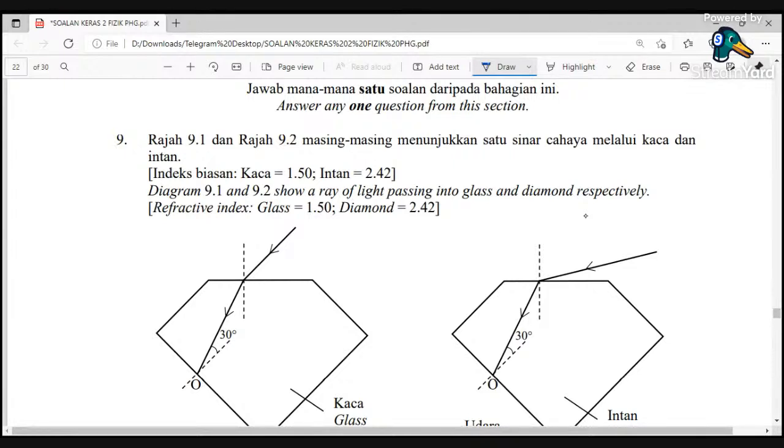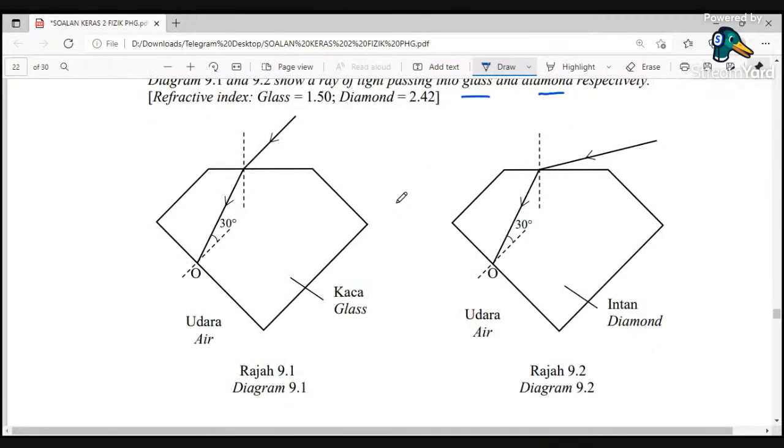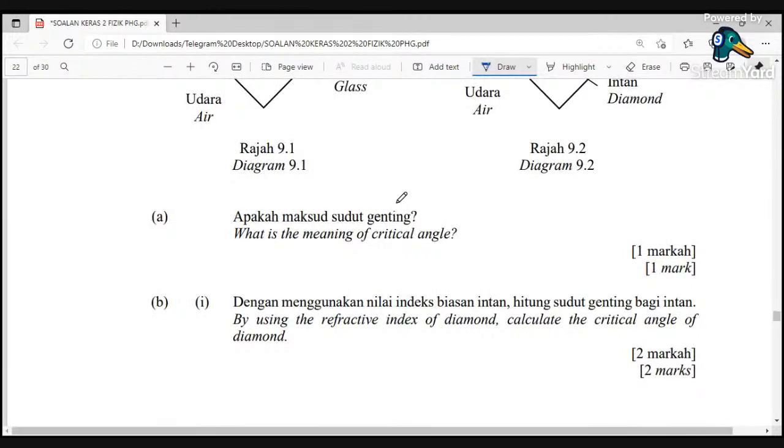Diagram 9.1 and 9.2 show a ray of light passing through into glass and diamond. Refractive index given for glass 1.5, diamond 2.42. Okay, untuk kaca 1.5, berlian, intan ataupun berlian, ialah 2.42. Okay, ada dua diagram 9.1, 9.2. Okay, soalan part A, what is the meaning of critical angle?